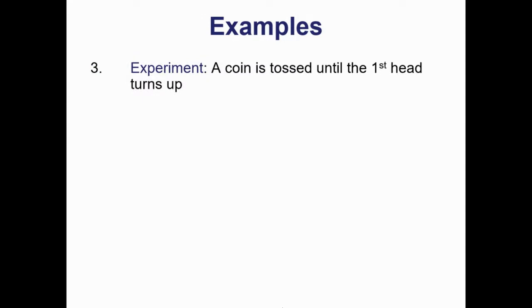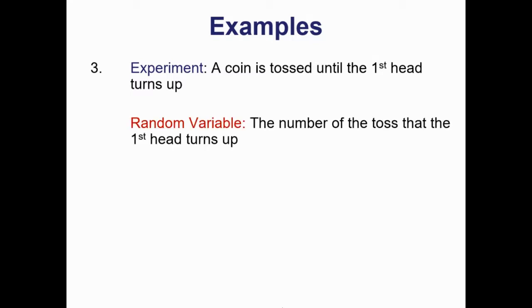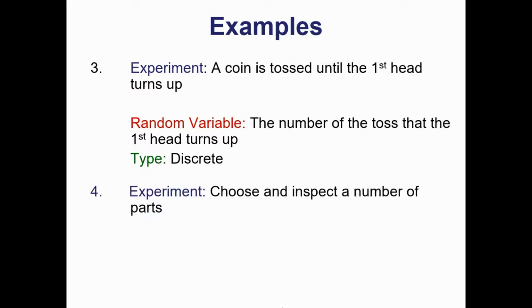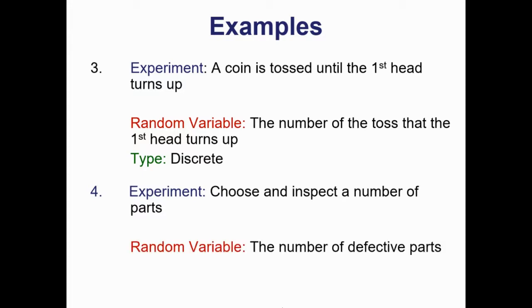Okay, AP, number 3. A coin is tossed until the first head turns up. Discrete? That's right. Okay, number 4. I think that goes back to y'all's group, right? Riley? It's still y'all. That's right. So, choose and inspect the number of parts, and you want the number of defective parts. Discrete. Good.